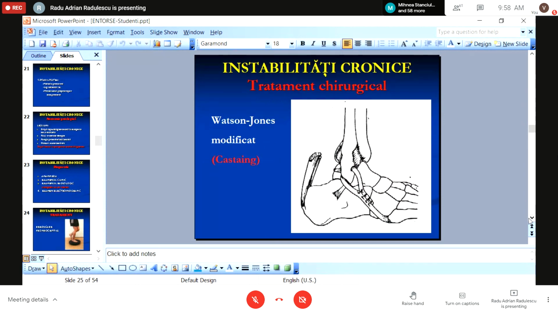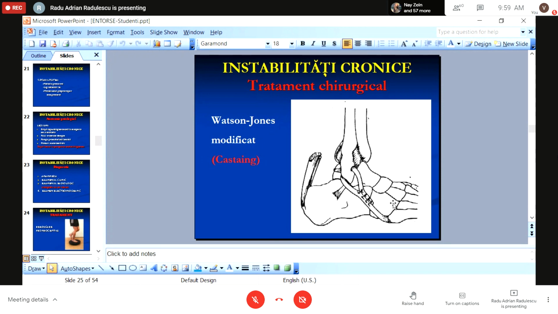So the only way you can solve this problem is to recreate a new lateral collateral ligament, so to perform what we call ligament plasty. There are several methods that have been described to recreate the lateral collateral ligament. I'll present you only one of them, only to have an example, an idea of what can be done.